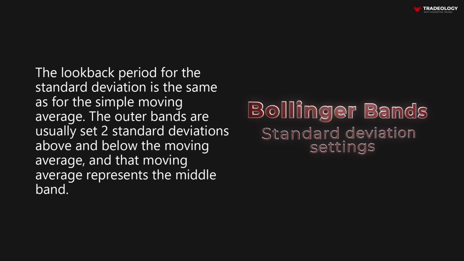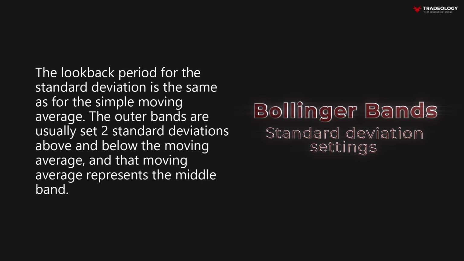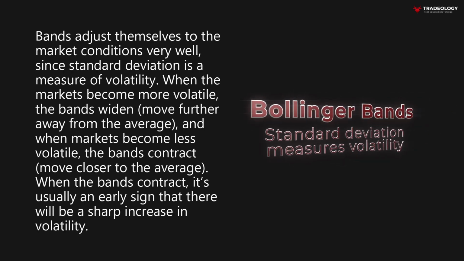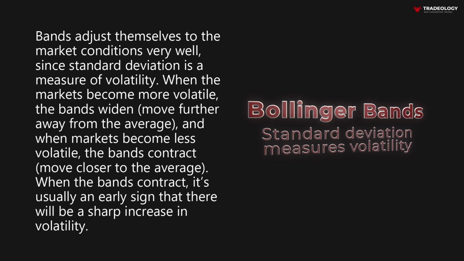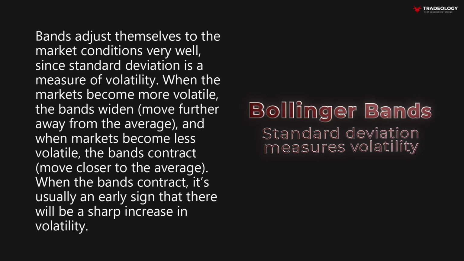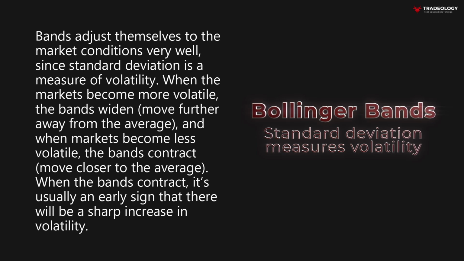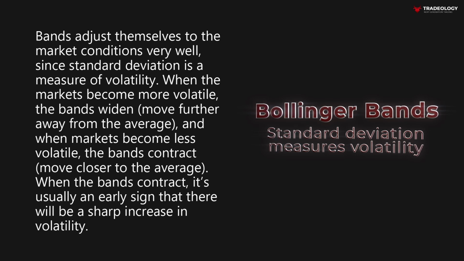The outer bands are usually set 2 standard deviations above and below the moving average, and that moving average represents the middle band. Bands adjust themselves to the market conditions very well, since standard deviation is a measure of volatility. When the markets become more volatile, the bands widen or move further away from the average, and when markets become less volatile, the bands contract or move closer to the average. When the bands contract, it's usually an early sign that there will be a sharp increase in volatility.